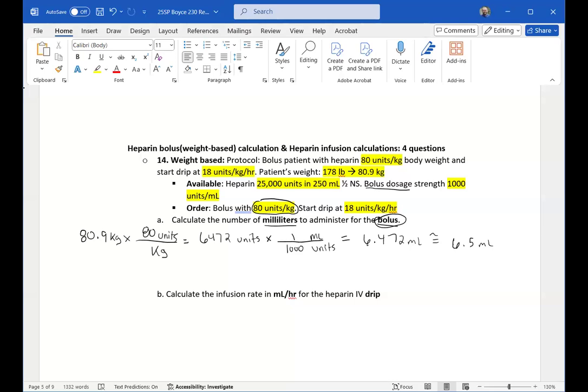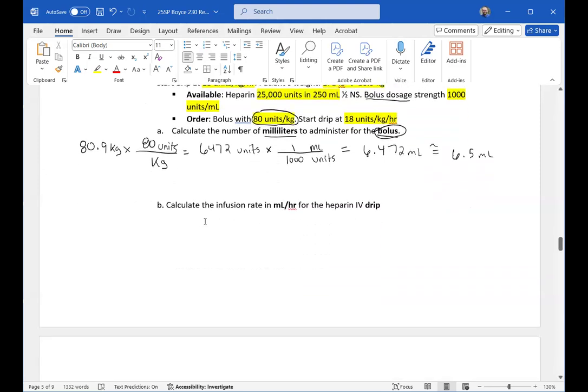And then the only time you really don't use rounded numbers is when you have something like drops, because you can't give somebody a partial drop. So you just calculate to the full drop. All right, so that's a bolus.